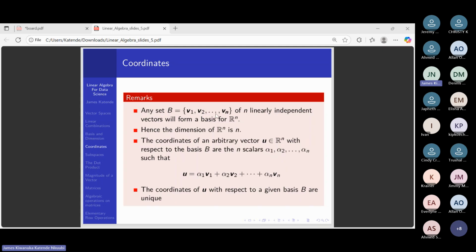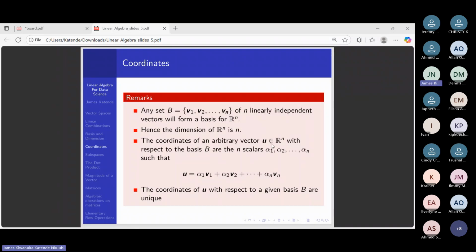Any set of n linearly independent vectors in Rn will form a basis. In other words, any other vector in Rn can be written as a linear combination of the vectors in that set. Once you have a basis, you retain the order. So you have v1, v2 up to vn. So you have the ordered basis.